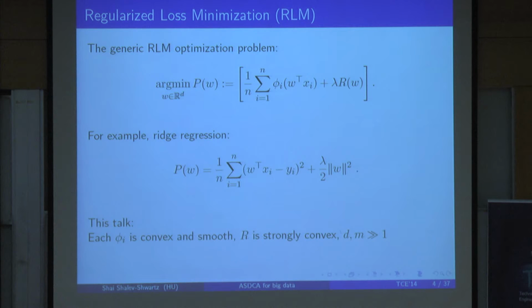And in this talk, I will focus on each phi being convex and smooth. I will later mention non-smooth loss functions as well. And the regularization R should be strongly convex. And both D and n are very, very large. Okay? So this talk is about how to efficiently solve this optimization problem. Or such optimization problems.